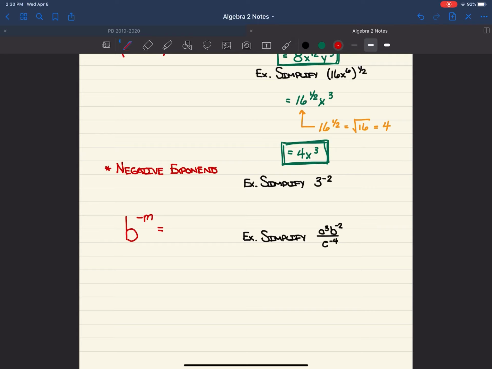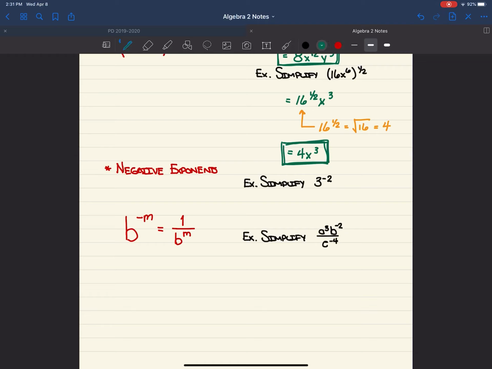So if I have b to the negative m, that's saying, well, look, we need to take b and we're going to raise it to the positive n, but now it's moved into the denominator. So that equals 1 over our base b to the power of n. Again, we're going to do two examples over here kind of to the right.